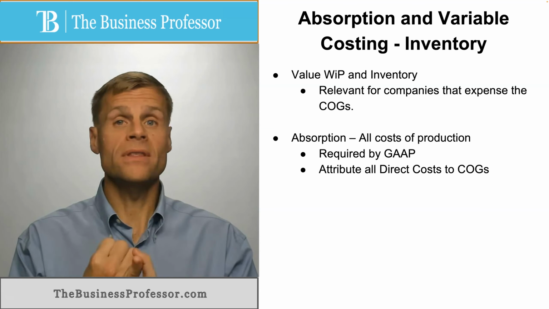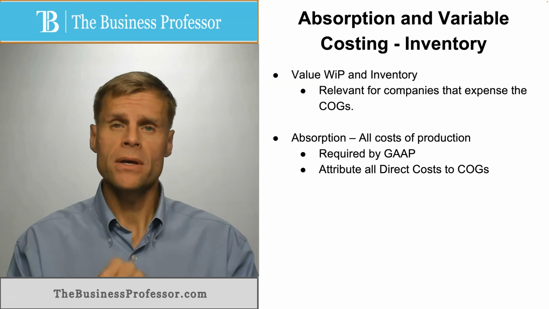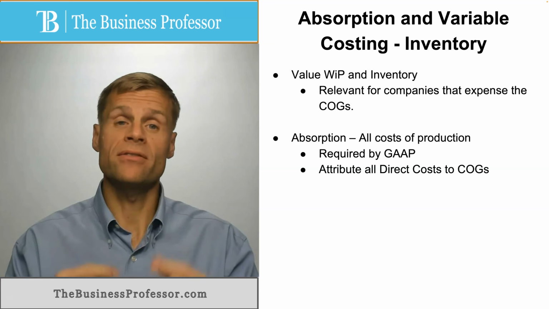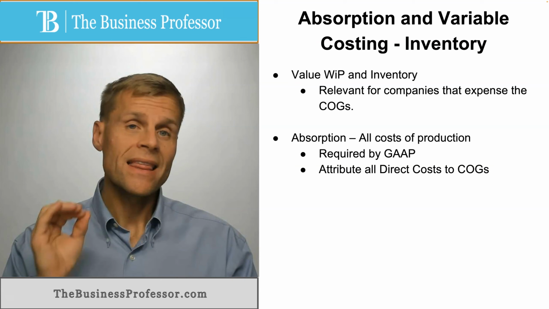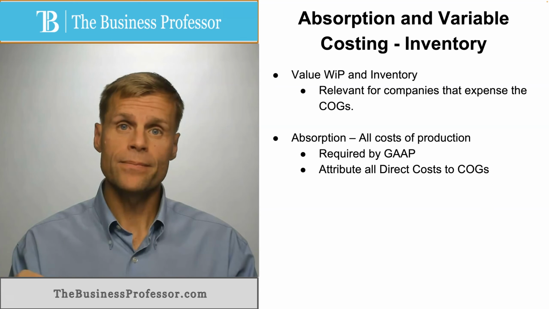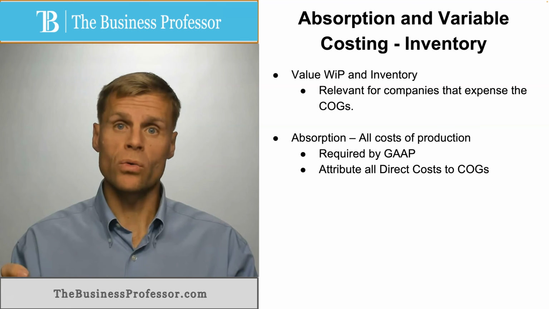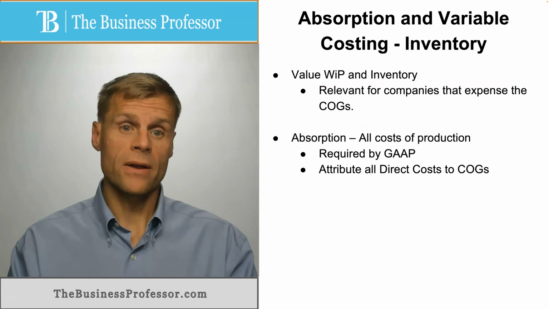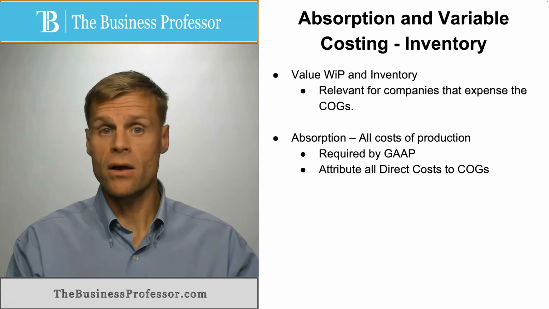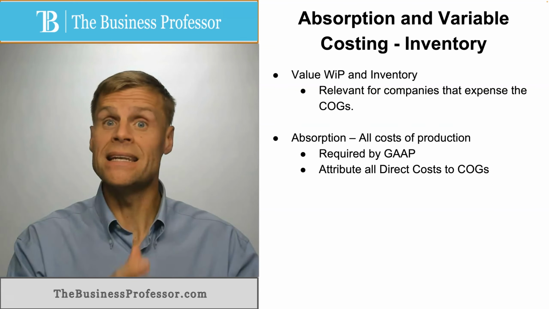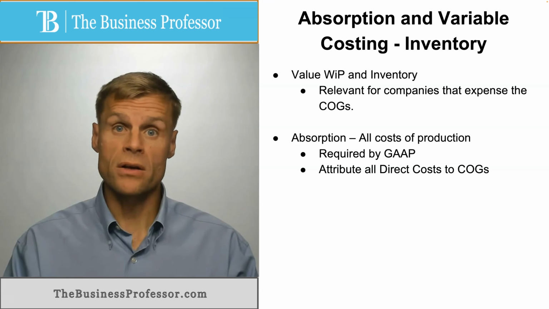So first off, this is for external reporting. It is required by GAAP. So all of your financial statements, you're going to have absorption costing. And what it does is all the direct costs that go into producing a good are attributed to cost of goods sold on the financial statements. So that's all direct costs. Now, overhead or indirect costs can still be expensed in different ways. But once again, all the direct costs are attributed to the cost of goods sold.